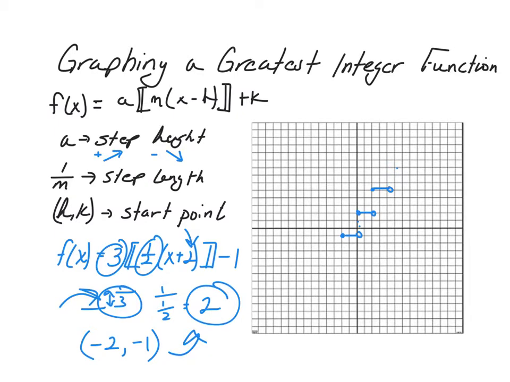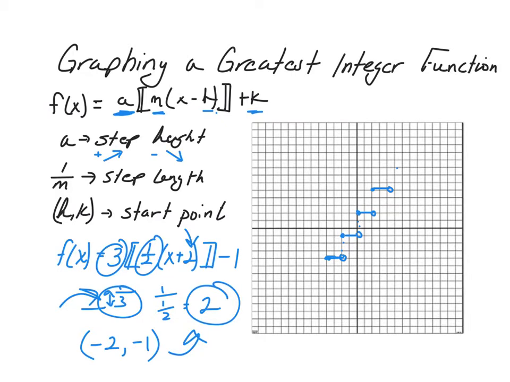Going the opposite way, I go down 3, sorry. Let me erase that point. So I go down 3, 1, 2, 3, open circle, length of 2, closed dot, right? So that's essentially how you graph a greatest integer function. They're not really that hard, other than memorizing what your a, your m, your h, and your k represent. So if you didn't take the time to do that, that's what these become hard for.